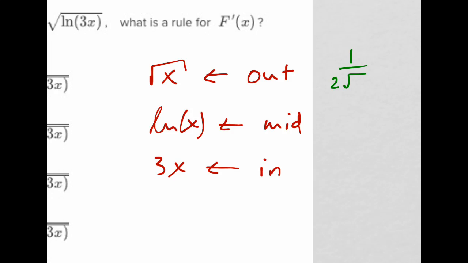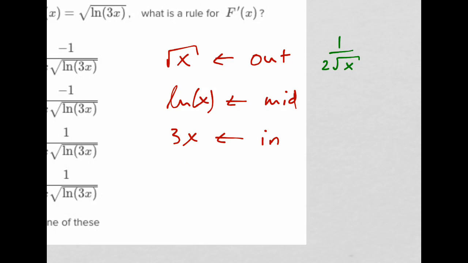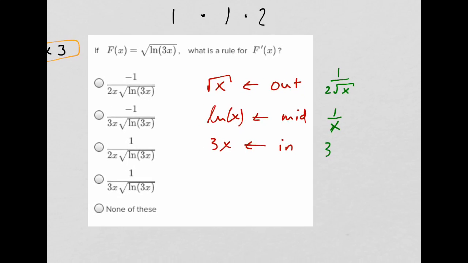Actually, it would maybe help you if you did this. 1 over x, that's the derivative of the natural log. And the derivative of 3x would be 3.